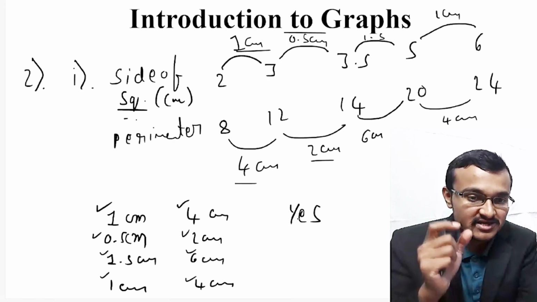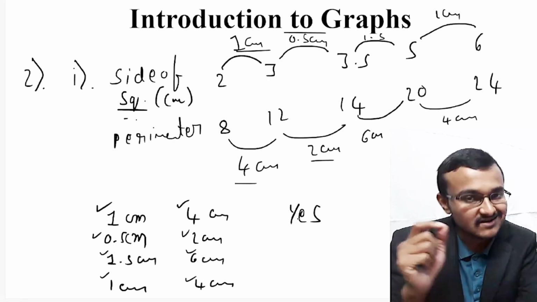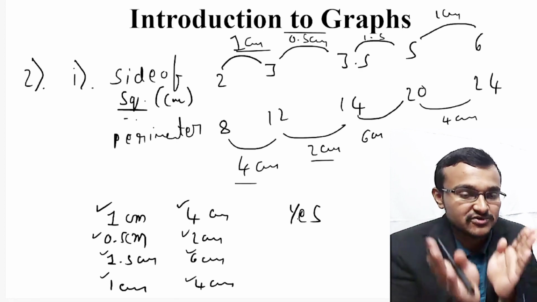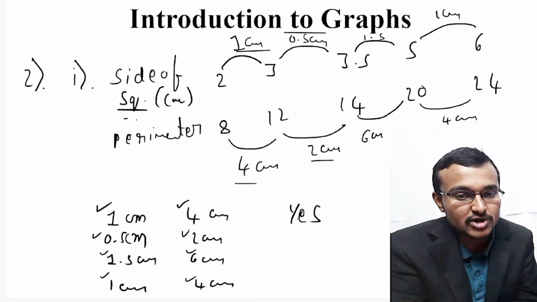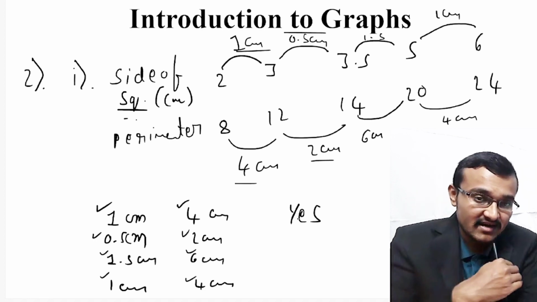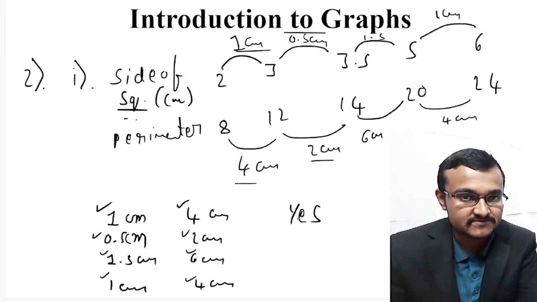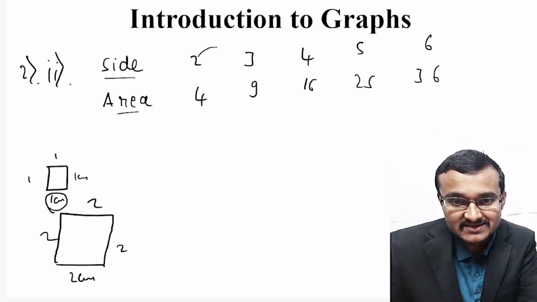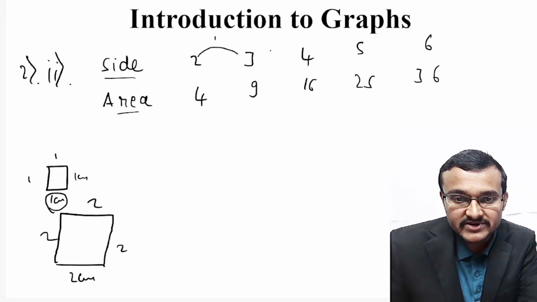That means the side of a square and the perimeter make a linear graph. If you want to cross verify, you can actually plot a graph. You can take a graph sheet and plot the side of a square against the perimeter, so that you will get an idea that it is following a linear fashion. Coming to the second question, they have given the side of a square and the area of a square. Here you can clearly see the difference between 2 and 3 is 1 centimeter.